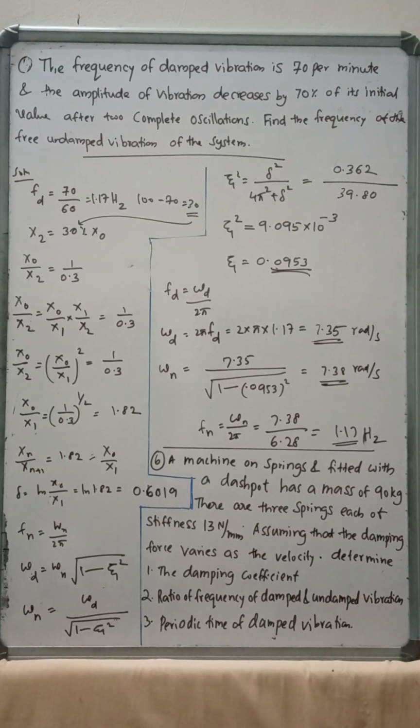Next question: the frequency of damped vibration is 70 per minute and the amplitude of vibration decreases by 70% of its initial value after two complete oscillations. Find the frequency of the free undamped vibration.